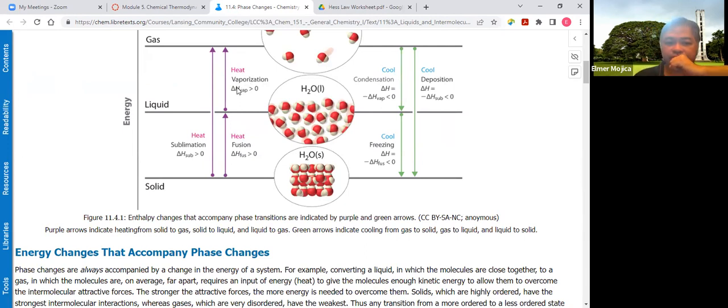Now, if the transition is from solid directly to gas without passing the liquid phase, okay, that is heat of sublimation. So how do you relate heat of sublimation with heat of vaporization and heat of fusion? Anyone? Paano mo sila i-relate yung tatlo? How is the relationship of this with regards to this? And what we call this.